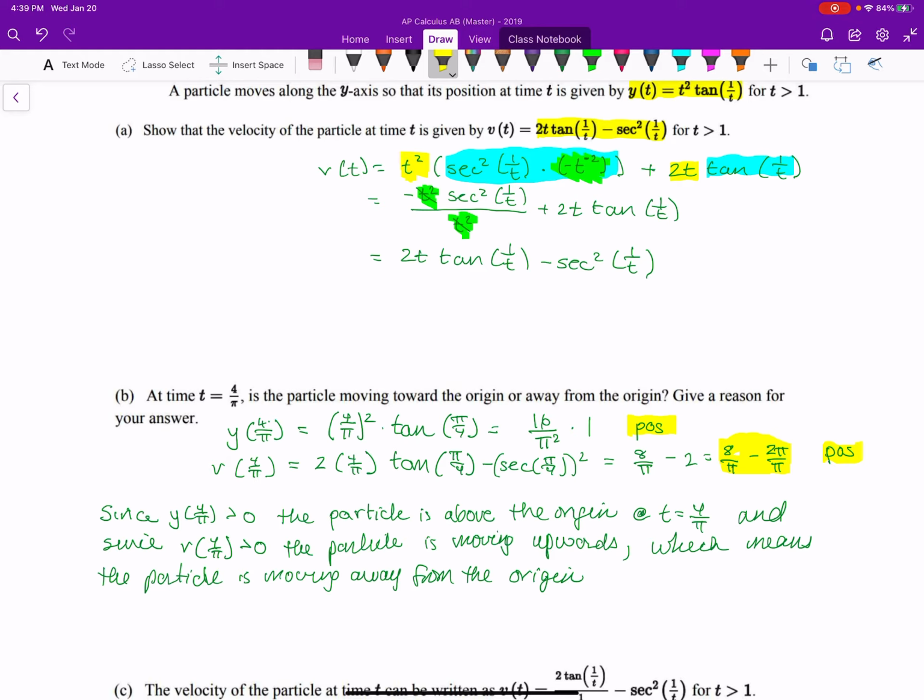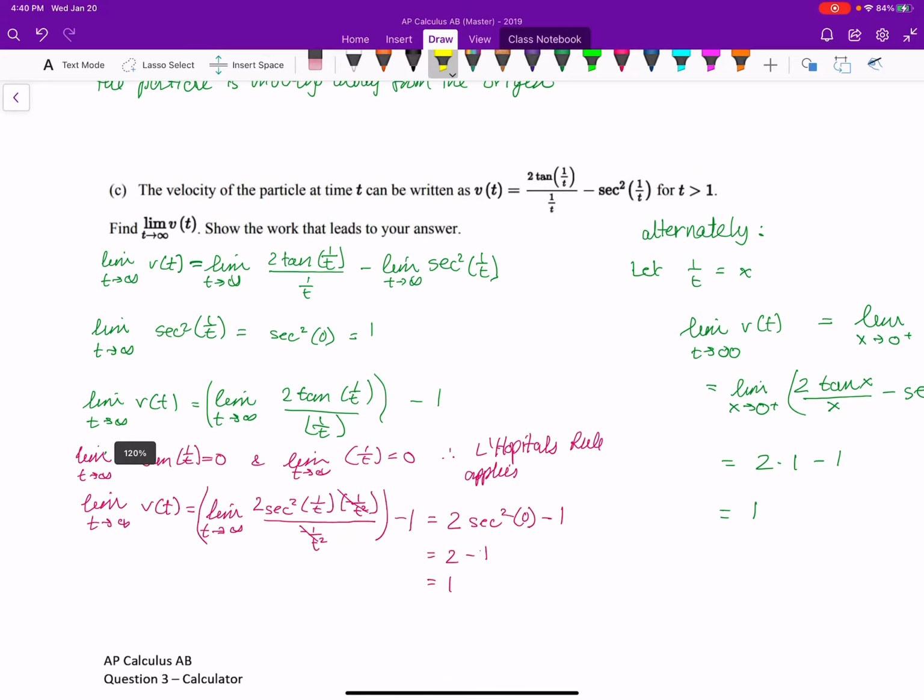So my explanation is going to be, since the position at 4 over pi is greater than 0, the particle is above the origin, so don't say to the left or right, but above the origin at t is equal to 4 over pi, and since v of 4 over pi is also greater than 0, the particle is moving upwards, which means that the particle is moving away from the origin.